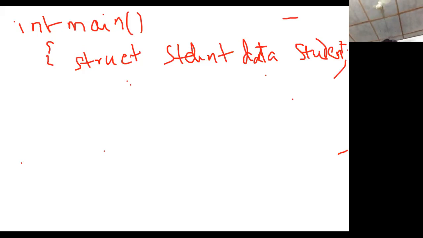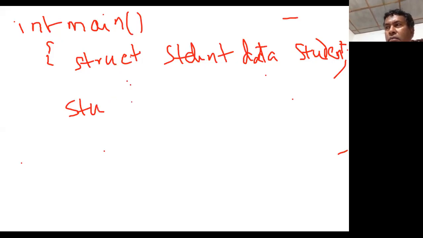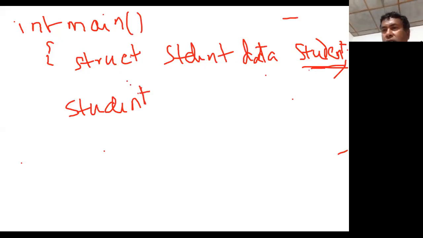Next, how to assign the data? As I have already mentioned, you have to take the help of one symbol that is called dot. So, what is the structure? Student. Because I am giving student, this is the structure I have defined. Student dot. What data do you want to go first? Dot student. First one is what? Name.